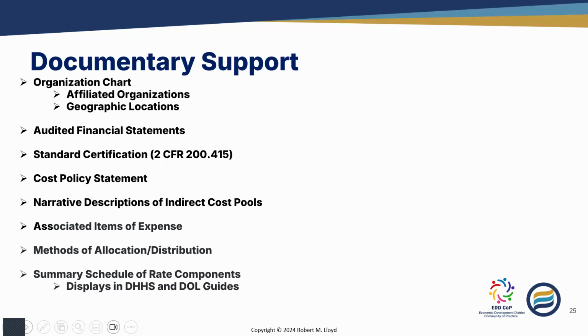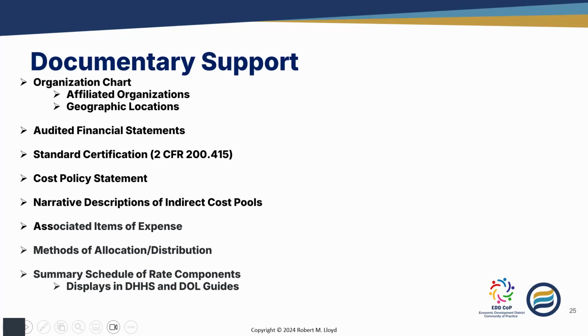Now, what you're driving at, and I know we haven't provided that to you in this overview program, is what's known as a summary schedule of the rate components. And this is where the displays that occur in the Department of Health and Human Services and Department of Labor guides can be most helpful to you. Because at this point, what you'd be doing is plugging your numbers into the template that is expected to be creating the support for your indirect cost rate.